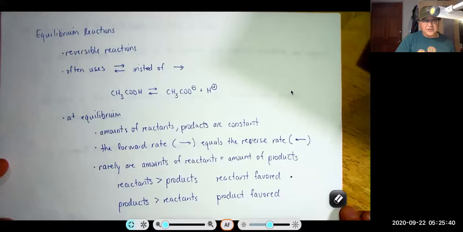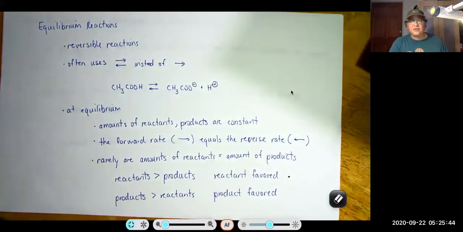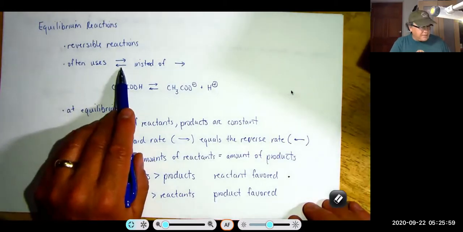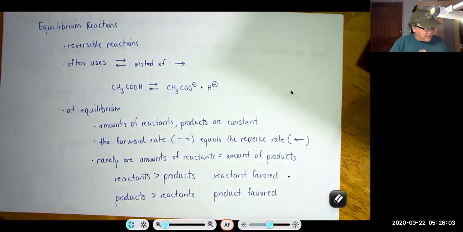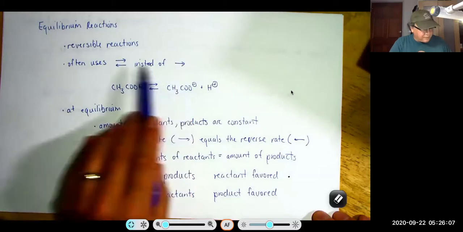Equilibrium reactions. These are reversible reactions, and all reactions are reversible to some extent. Some are so little reversible that they seem like they're not. For those reactions that are quite reversible, what we tend to use are these arrows here. That means that the reaction could go either way. So we use this instead of this, 2 arrows instead of 1.